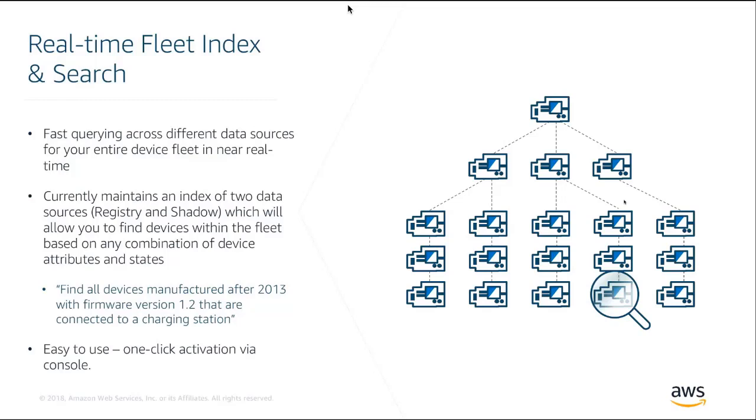Then you can submit all types of queries against that data. You could say, find all devices that were manufactured after a certain date. You can do things like find any devices that have a battery life greater than 50% based on information in the shadow. And again, this is completely managed for you. So just through a few clicks in the console, you can have this search-like experience on top of the registry and the shadow.